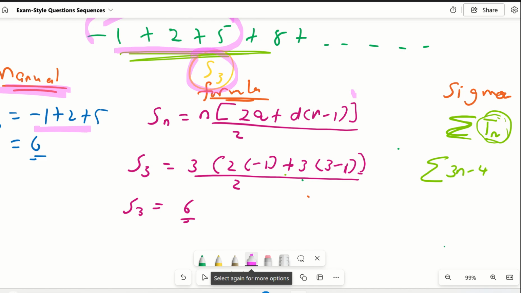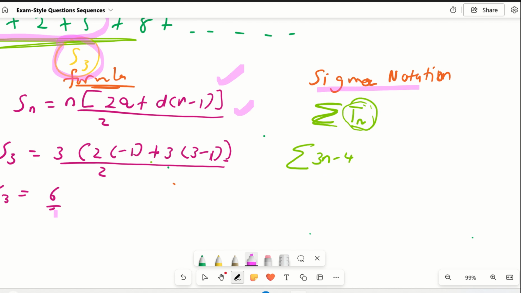Or you could use the formula for the general term, the sum of an arithmetic sequence. This is the formula for it. Substituted, we've got a 6. Then the third way is what we call the sigma notation.